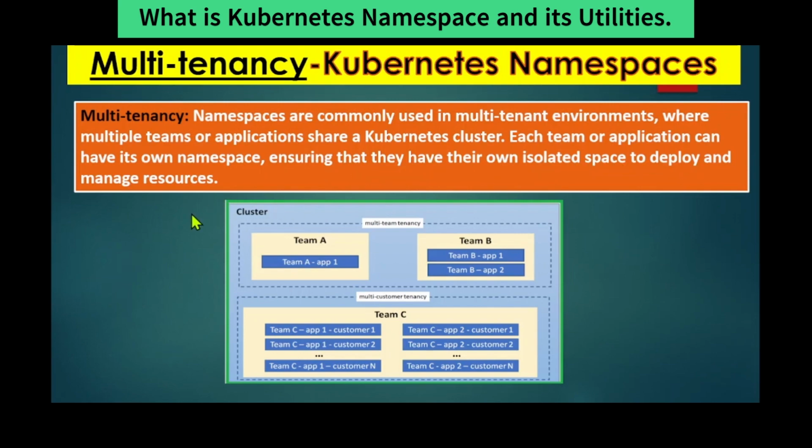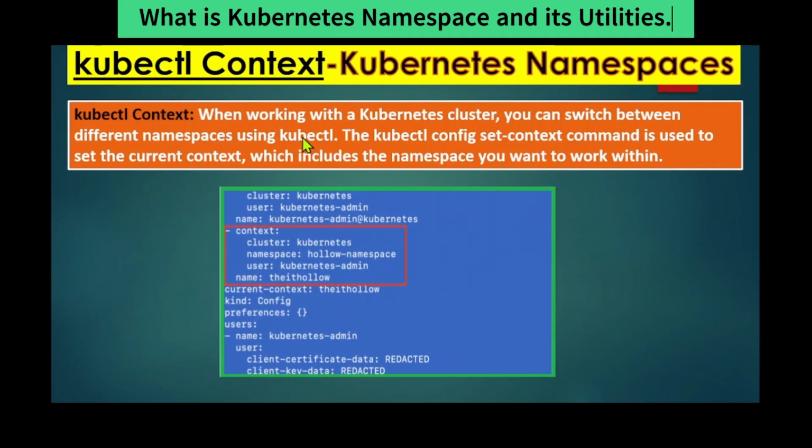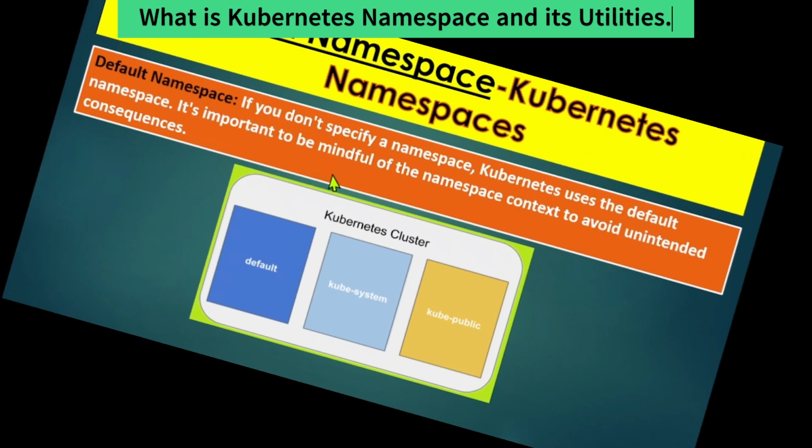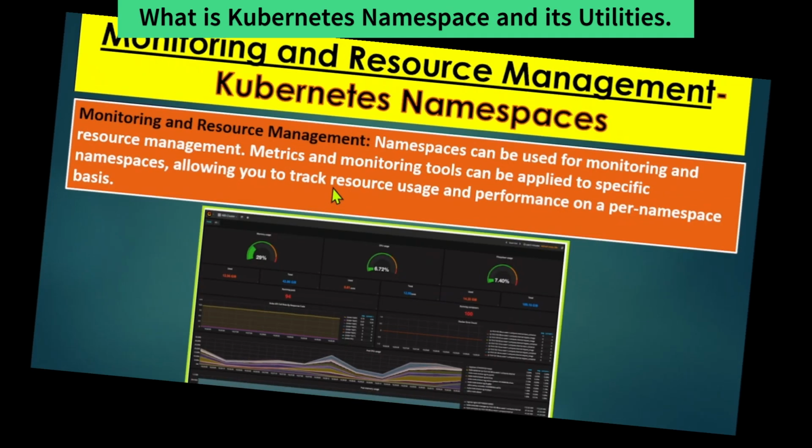kubectl context: when working with a Kubernetes cluster, you can switch between different namespaces using kubectl. The kubectl config set-context command is used to set the current context, which includes the namespace you want to work within. Default namespace: if you don't specify a namespace, Kubernetes uses the default namespace. It's important to be mindful of the namespace context to avoid unintended consequences.